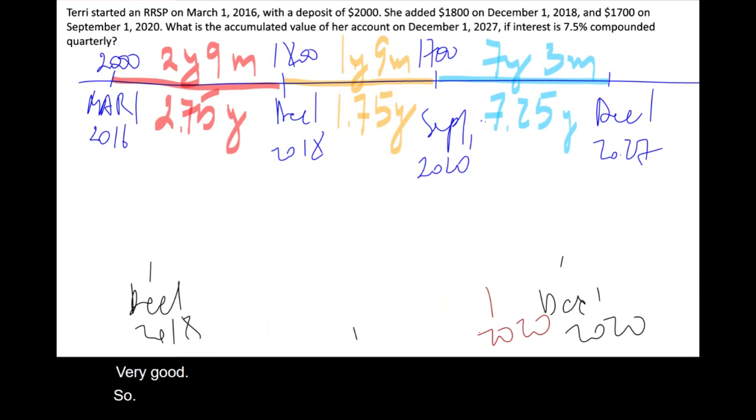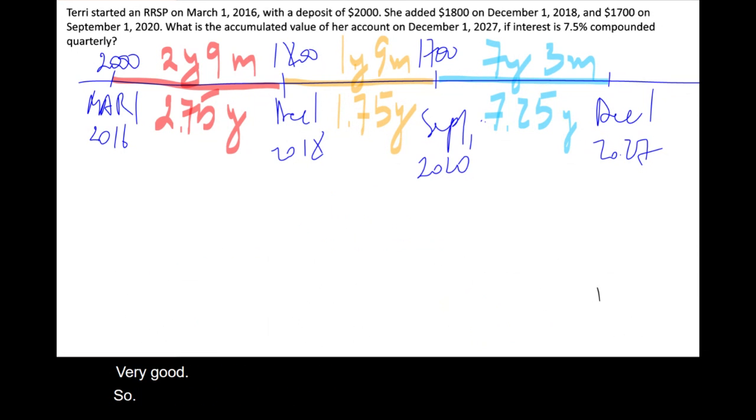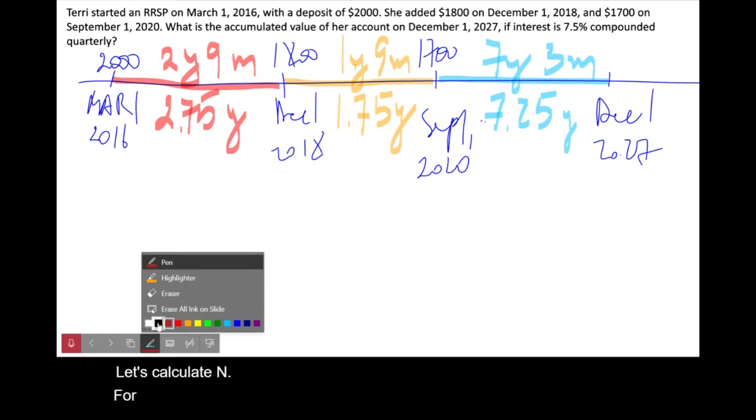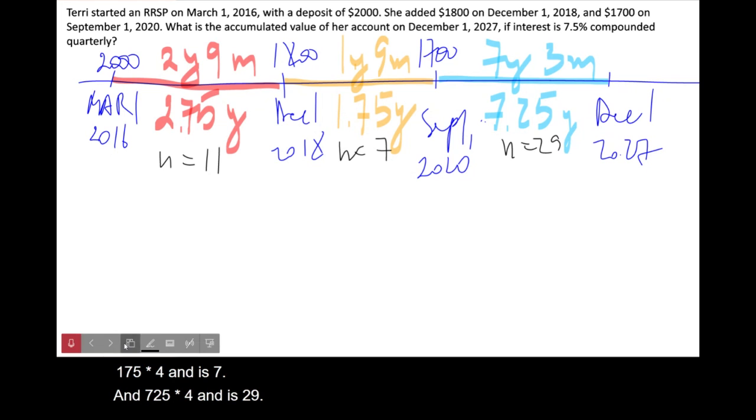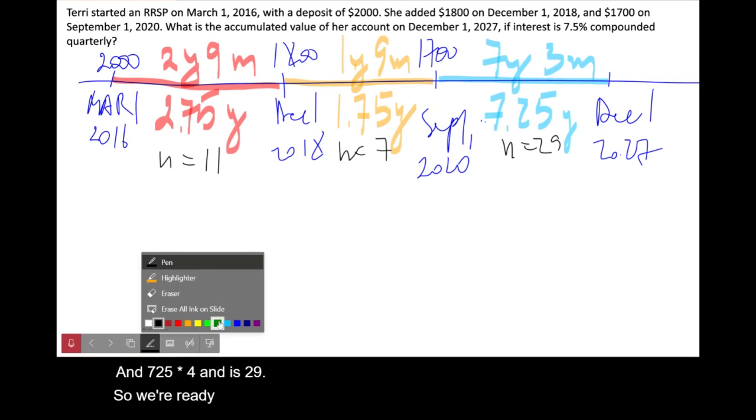So let's calculate n for each interval. 275 times 4, n is 11. 175 times 4, n is 7. And 725 times 4, n is 29. So now we're ready to what?